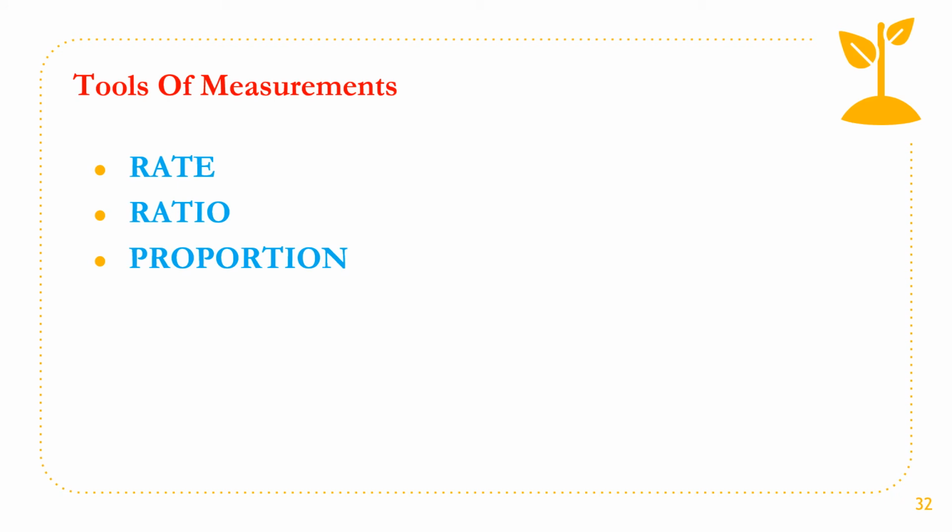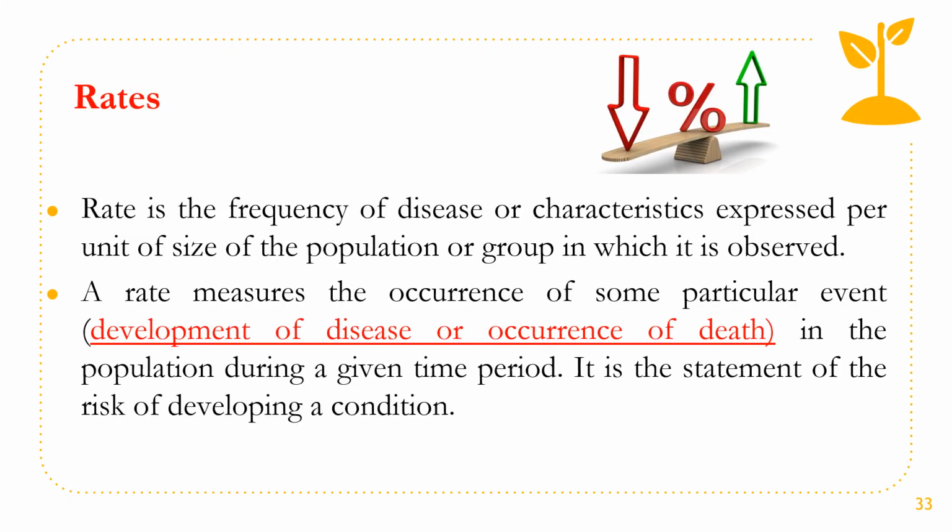Coming to the tools of measurement: rate, ratio, proportion. This is very important. Coming to the rate. Rate is the frequency of disease or characteristic expressed per unit of size of the population or group in which it is observed. A rate measures the occurrence of some particular event, that is, development of disease or occurrence of death, in the population during a given time period. It is the statement of the risk of developing a condition.